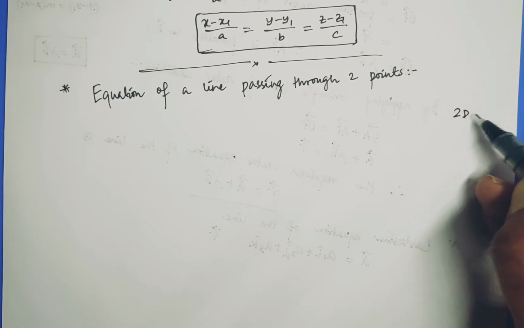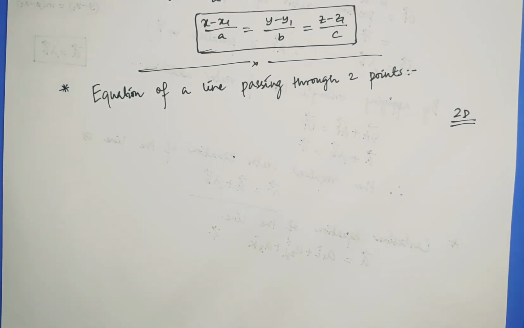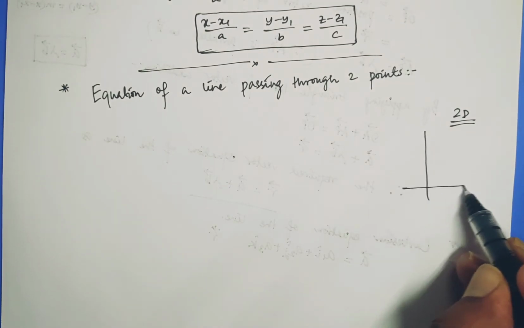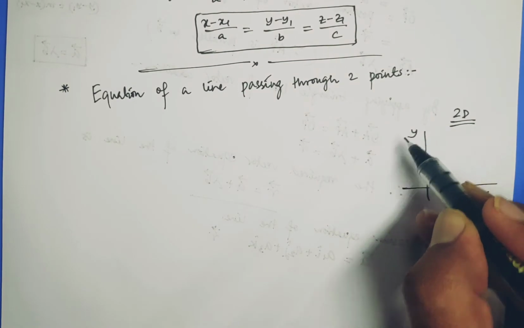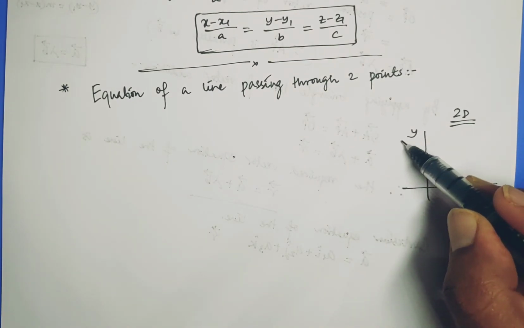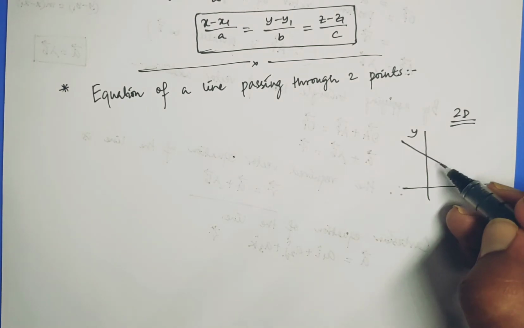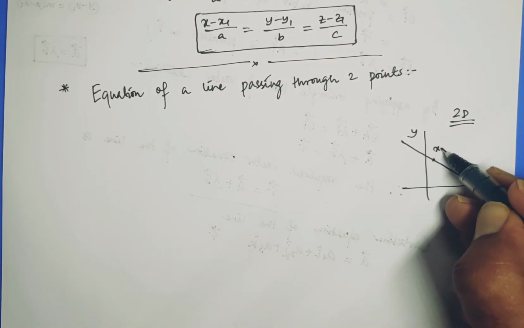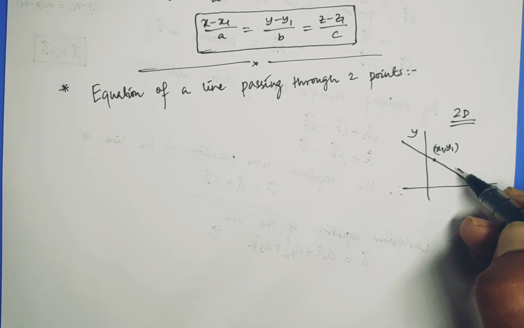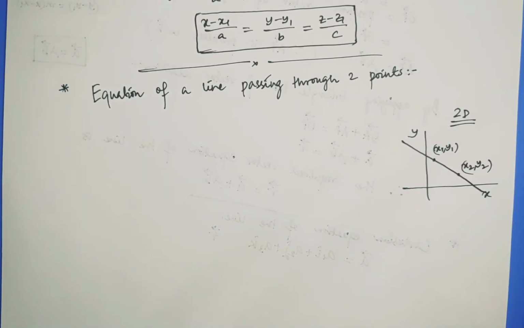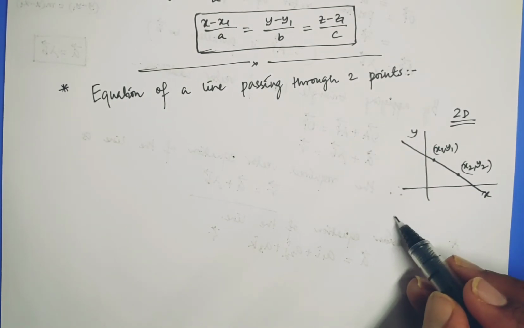So let's discuss the 2D one, because if we discuss the 2D one, then it will be far easier to relate from 2D to 3D. So it was like this. This one was X, this one was Y, right? Suppose we have a line like this. Now 2 points, it means what? The first point is, suppose, x1, y1, and the second point is x2, y2. Clear?